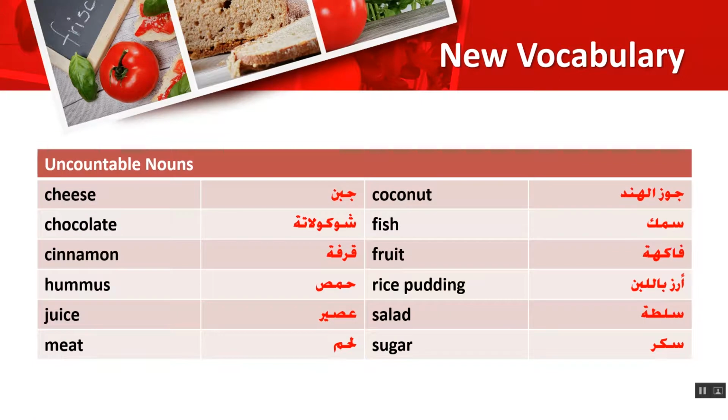Some uncountable nouns like cheese, chocolate, cinnamon, hummus, juice, meat, coconut, fish, fruit, rice pudding, salad, sugar.